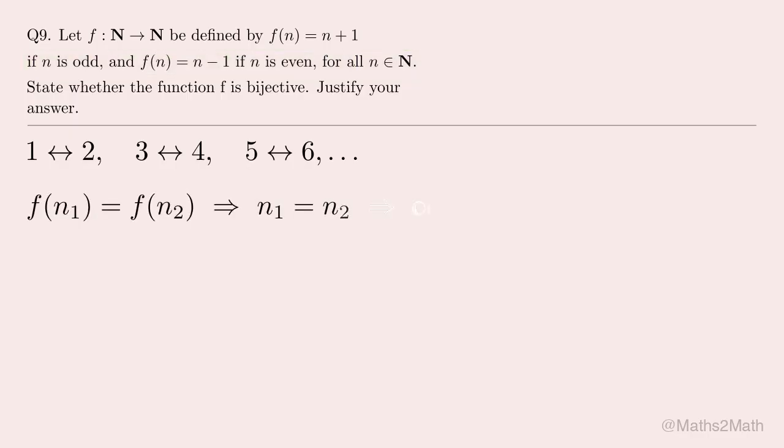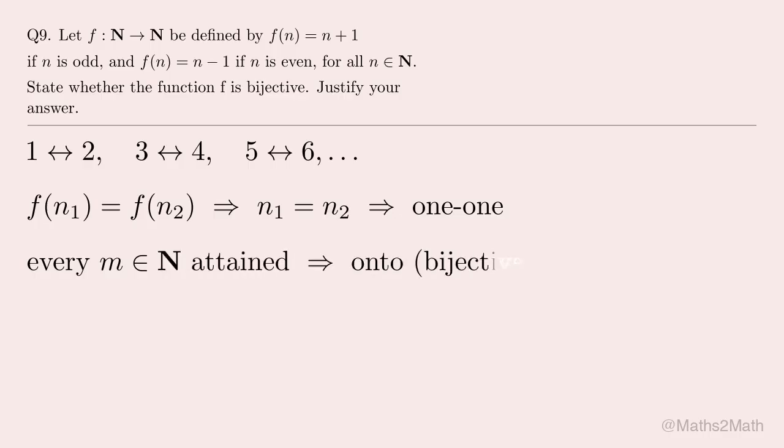One-to-one. An odd input lands on an even output and vice versa, so two equal images must come from the same parity. And within one parity, n plus 1 or n minus 1 being equal forces the inputs equal. Onto, every odd number m is the image of the even number m plus 1, and every even number m is the image of the odd number m minus 1. Everything is hit. One-to-one and onto, f is bijective.